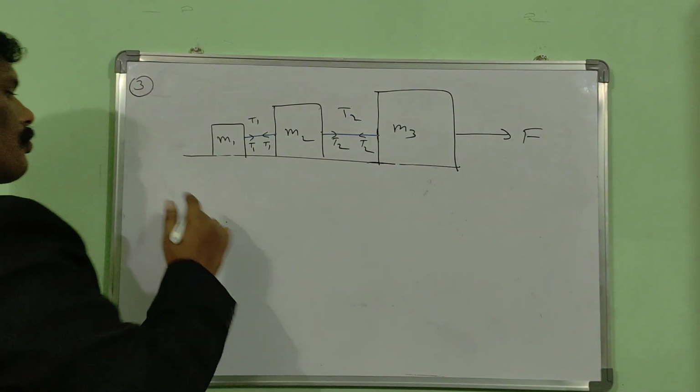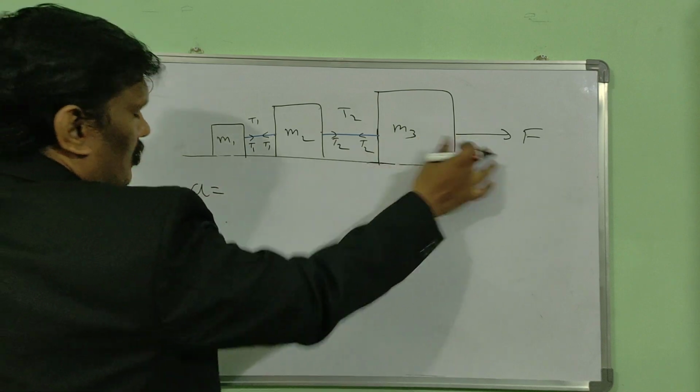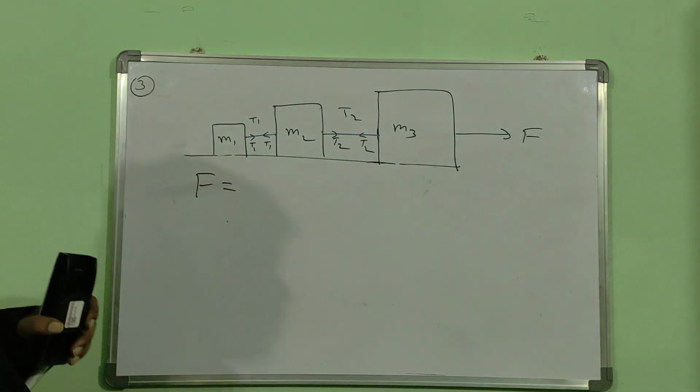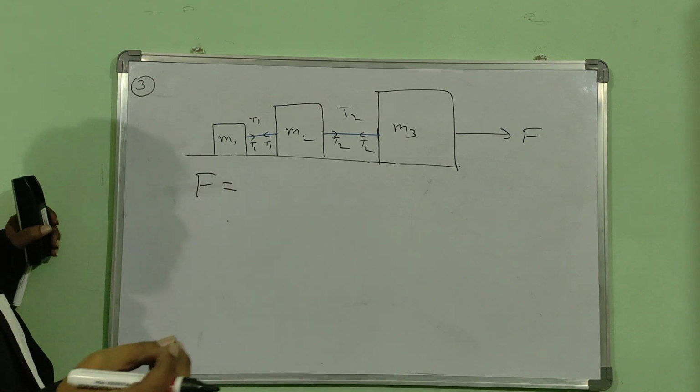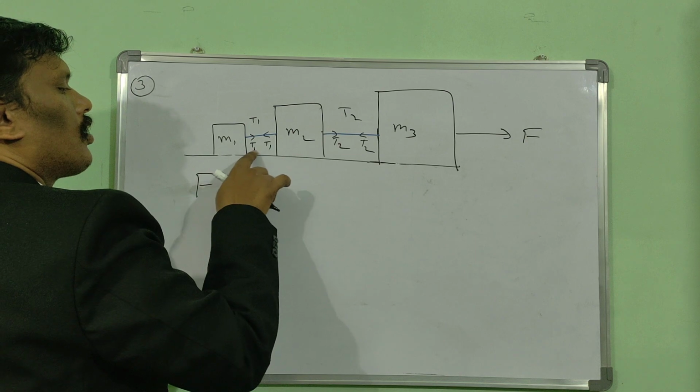After that, how to calculate acceleration or how to calculate force. I am going to write the force equation here also. Force means mass into acceleration. From Newton's second law, we know that. So here what happened? These tensions are equal and opposite.